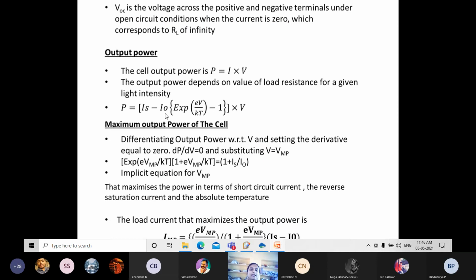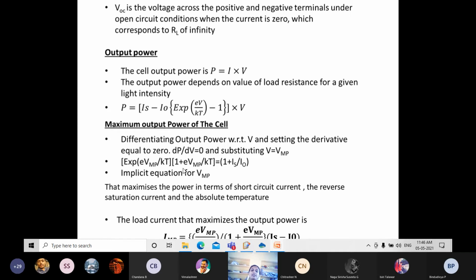Next, the output power depends on the load resistance for a given light intensity, and here the output power P is equal to {Is minus I naught [exponential (e V divided by KT) minus 1]} into V. Okay, this is the formula.